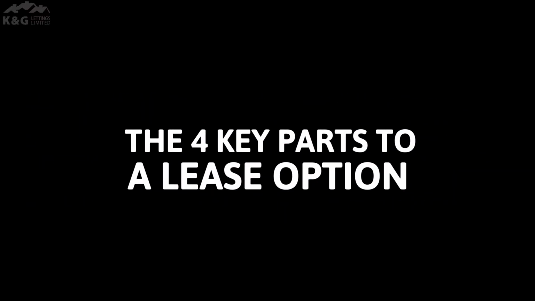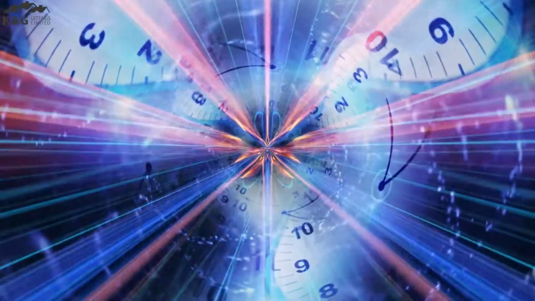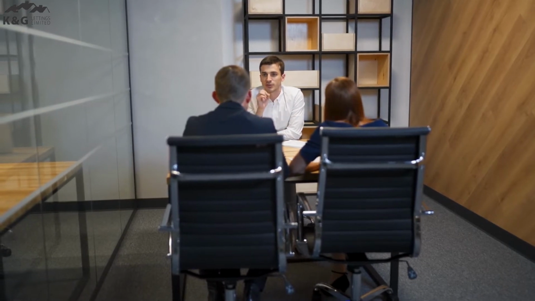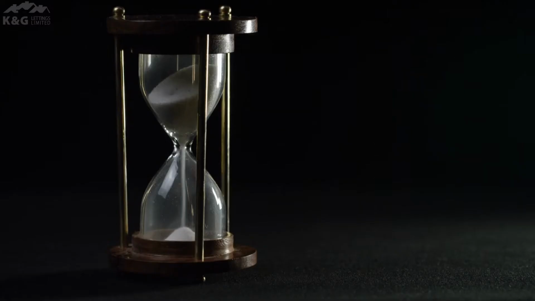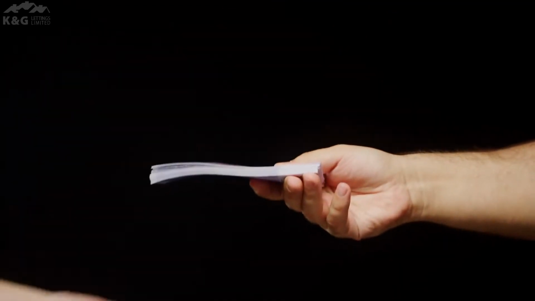The 4 key parts to a lease option. Lease option length: the length of time the option will last, within which the seller will receive an agreed amount for the lease, and within which the option to buy the property must be exercised. 3 or 5 years are most commonly used, but it has been known to be 10 or 20 years for some lease options. Lease amount: the amount of money paid to the seller to lease the property. The timing of the payment varies, but it is most commonly paid once when the lease option commences, or at regular intervals such as monthly or annually.